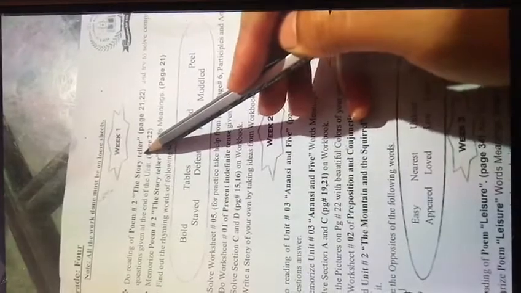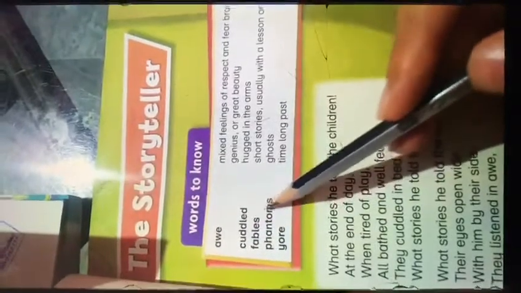First of all, you have to do reading of poem 2, The Storyteller, and I'm going to show you the book. You have to follow this book, this one, and page numbers 21 and 22. The Storyteller, you can see it here. You have to first of all memorize the word meanings given on the top of your page. Then you have to read out this poem. After doing this, you have to complete the exercise question answers given on your page number 22. These questions, these ones, until here.